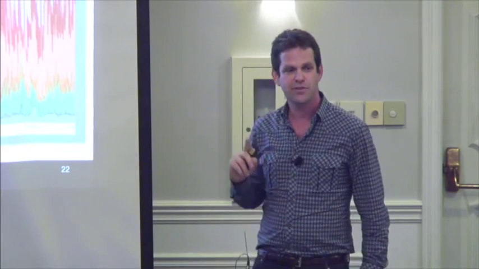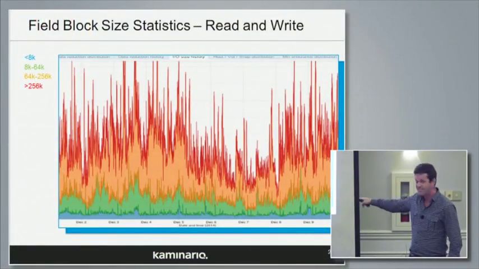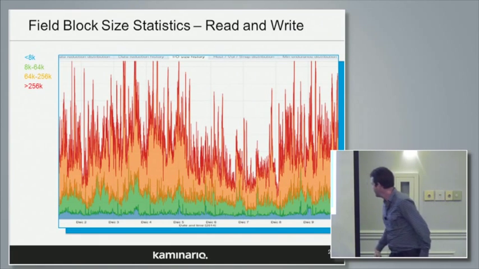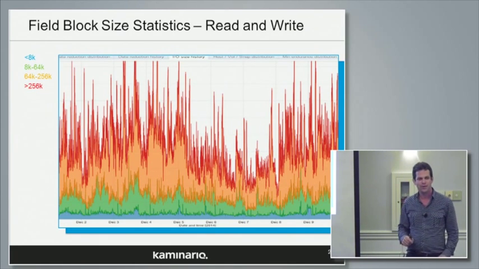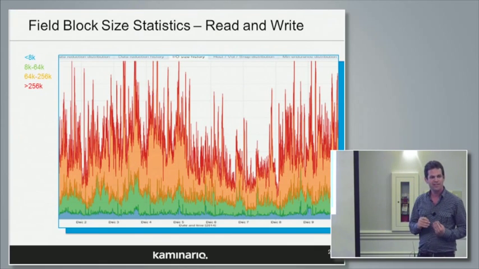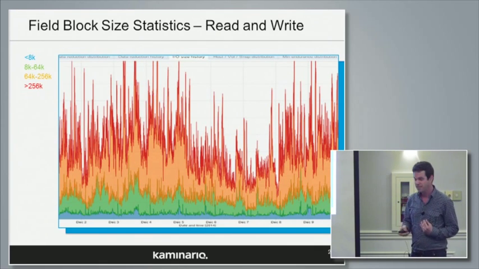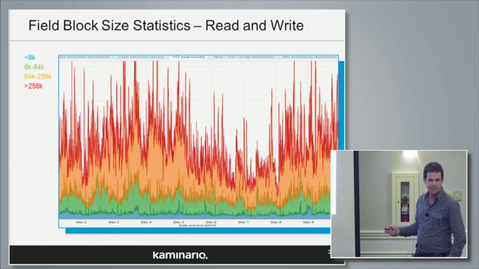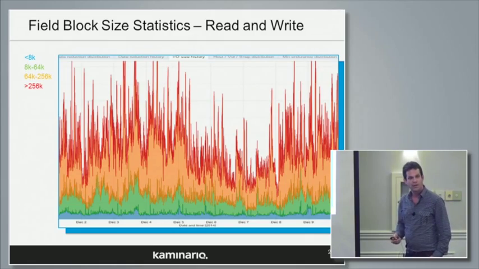These are statistics from our airshield. The x-axis is time. I took it back in December, and the y is accumulative bandwidth. What you see according to block size: blue is I/O smaller than 8K, green 8K to 64K, orange 64 to 256, and the red above 256. Is that by count or by? It's by bandwidth. By bandwidth. Okay, so the larger blocks are going to be emphasized compared to by count.